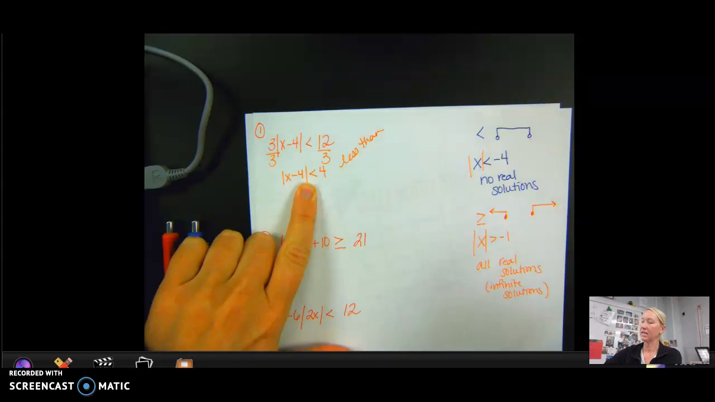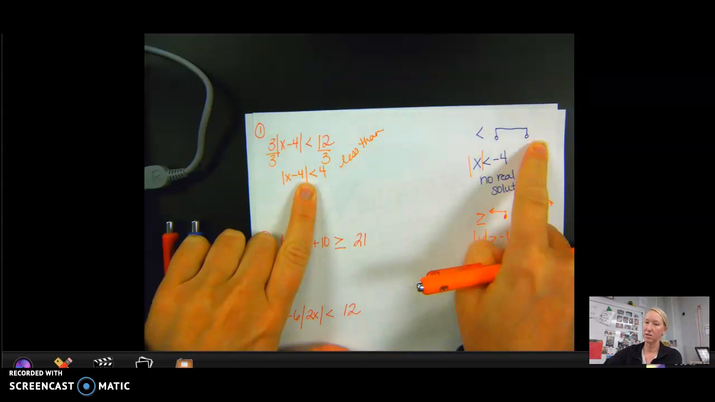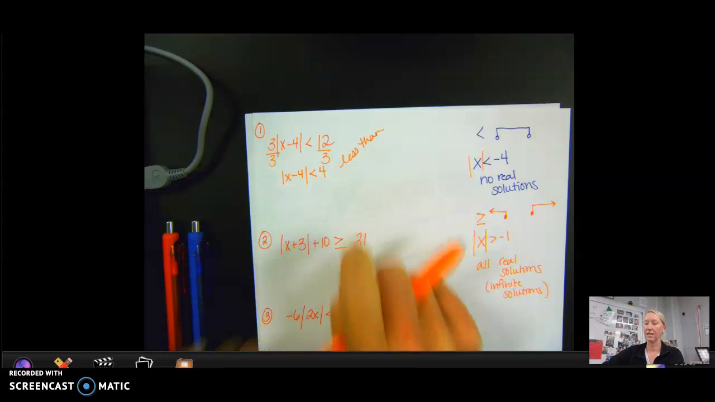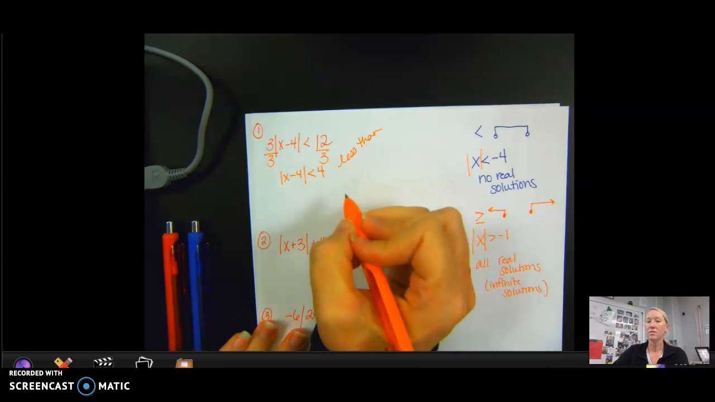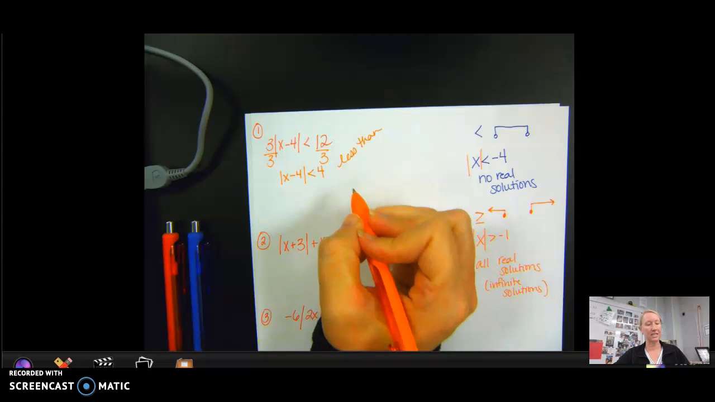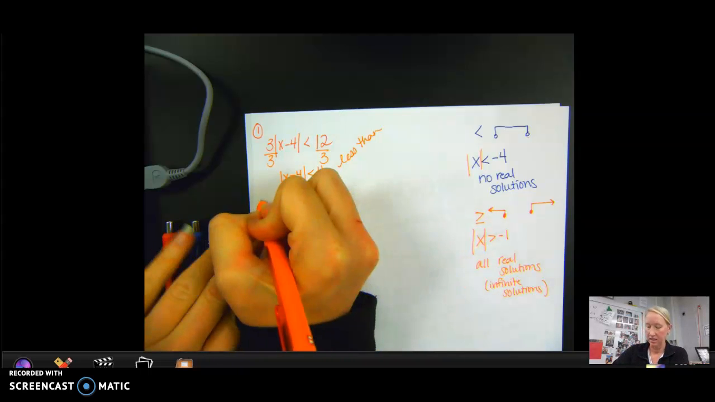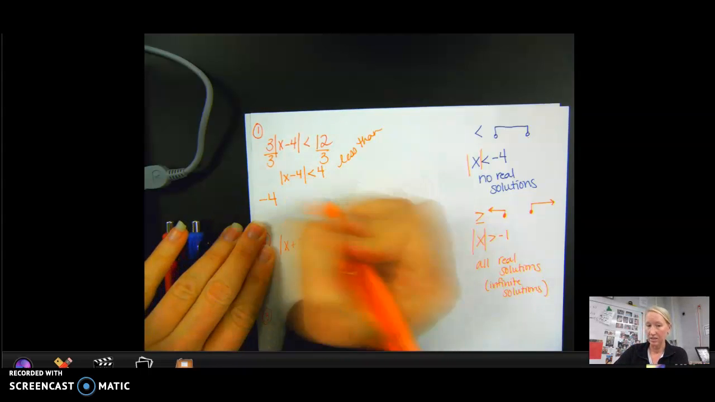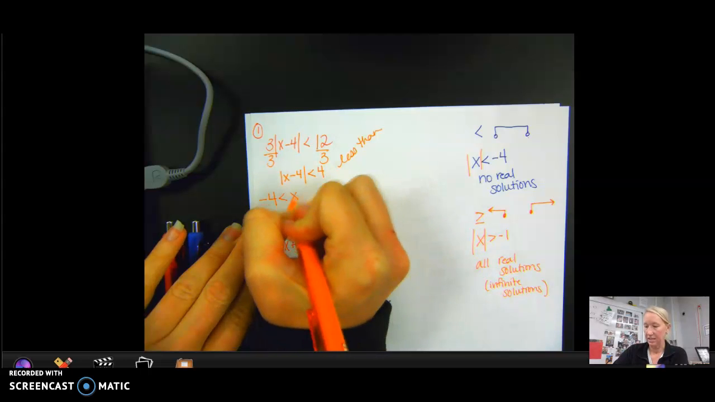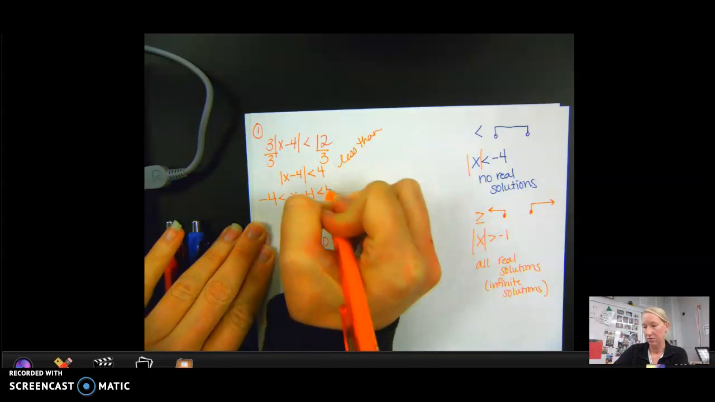So if I look over to the side, remember less than goes in towards one another. This one would be open circles because there's not a line under it. So now in order to do less than, we write it the 2 ways. It's actually one way, one sentence. Negative 4 is less than x minus 4, which is less than 4.